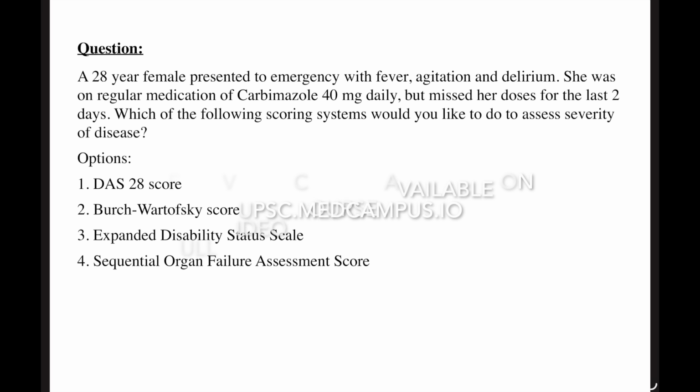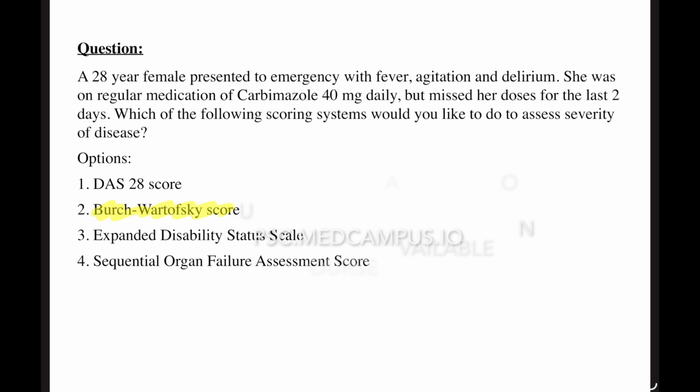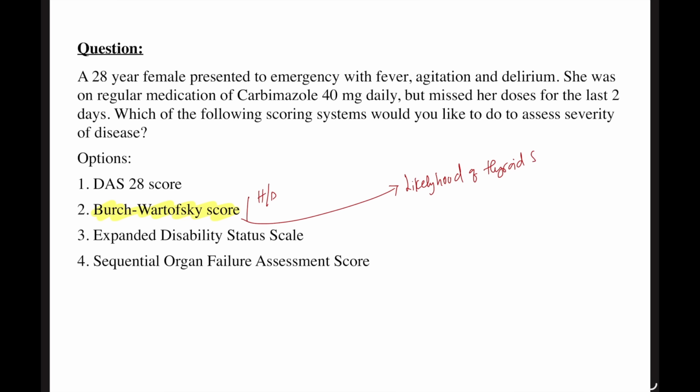This is a tricky question because the Burch-Wartofsky score is not mentioned either in Harrison or Davidson. This is a scoring system to assess the likelihood of thyroid storm. Whereas the other scores I know.